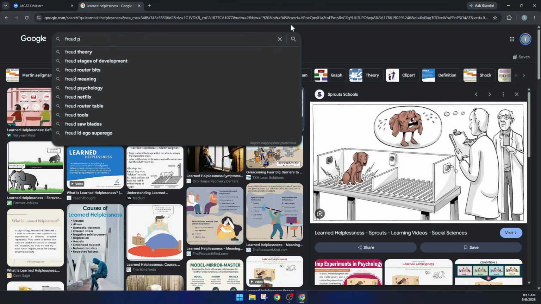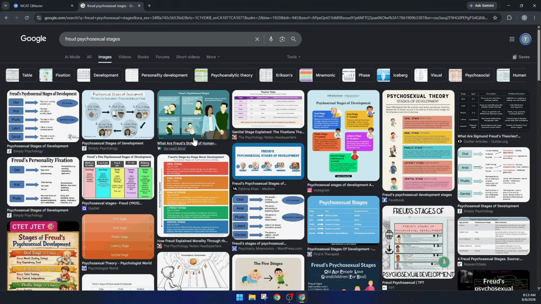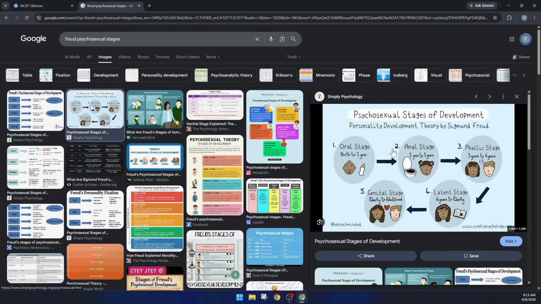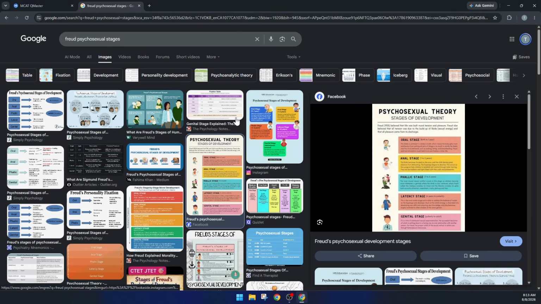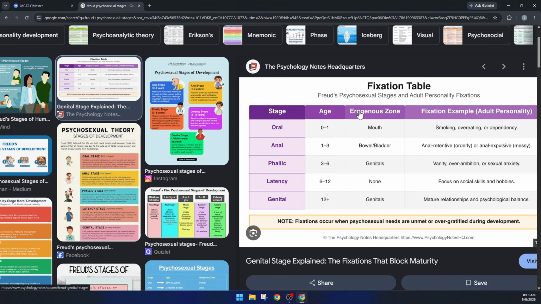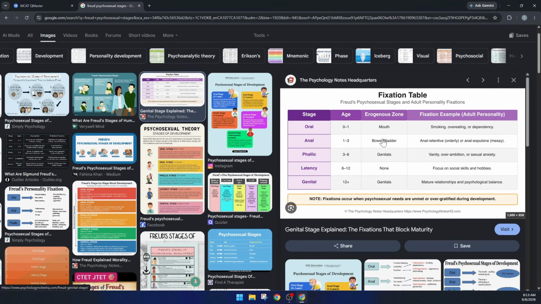So Freud. Go online and find a picture like this. Actually, this doesn't explain it well. Go online and find a picture like this, and it will talk more about the theory. And you want to memorize that the oral stage is 0 to 1, and the erogenous zone is the mouth. What it means is that at a young age, babies are exploring. What are they exploring with? What do babies usually do? They put everything in their mouths. So that's the oral stage, right?